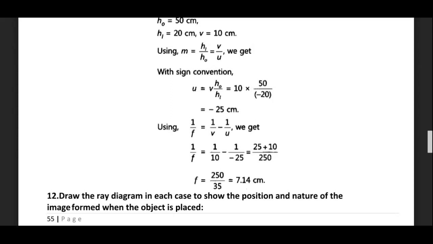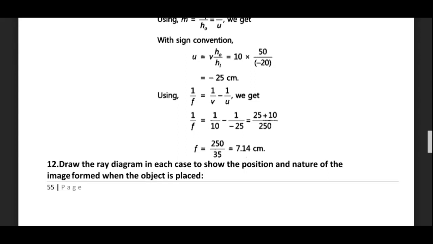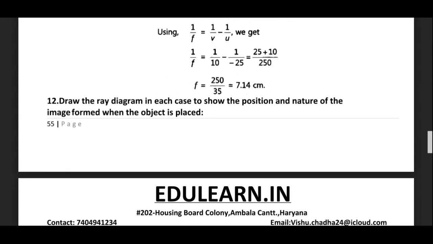1 by 10 minus 1 upon minus 25, you will get this as plus, minus minus plus. So 25 plus 10 upon 250, that is 250 upon 35. Why is this reciprocal there? Because 1 by f was there and here we have done f. So f is equal to 7.14 centimeter.